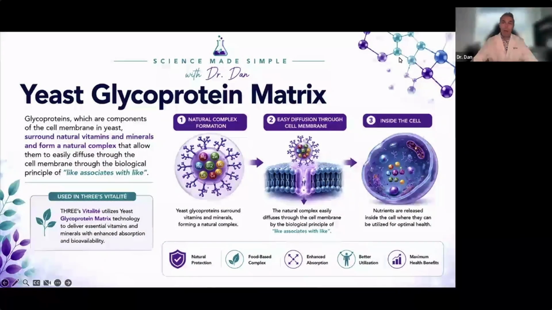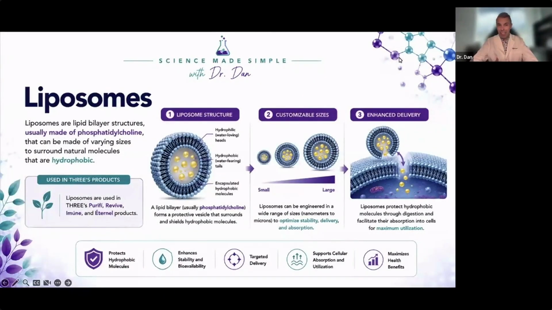And that's why when people take our Vitalite product, they feel a response, because these vitamins and minerals are actually absorbed. The second technology is liposomes. And liposomes are commonly used in the nutritional supplement industry, and they're great. They're a great technology.